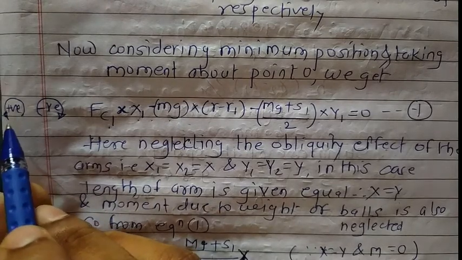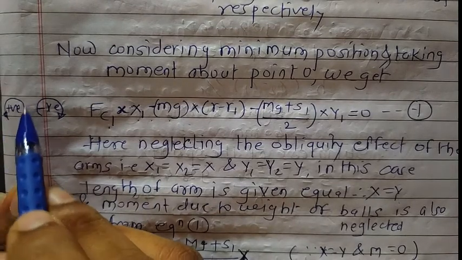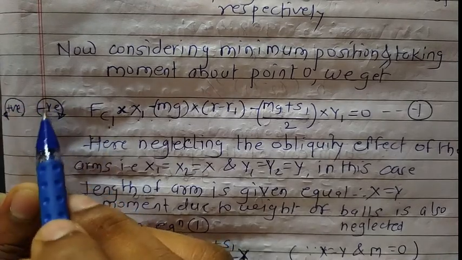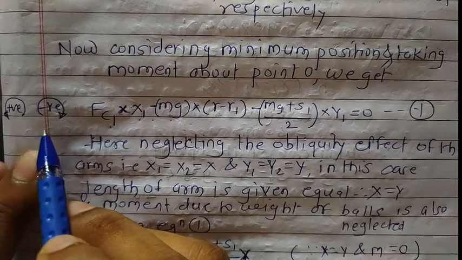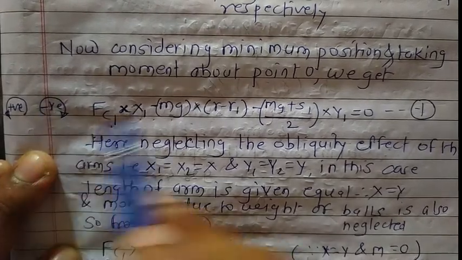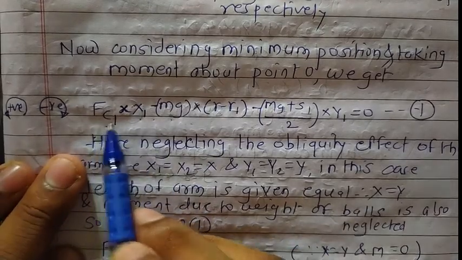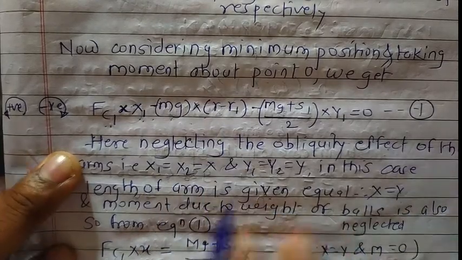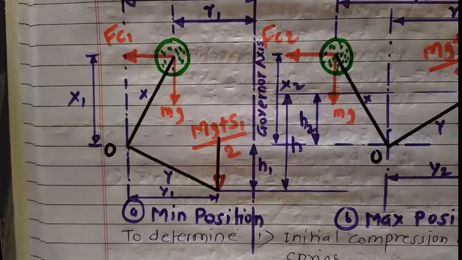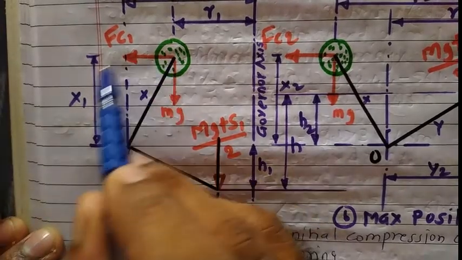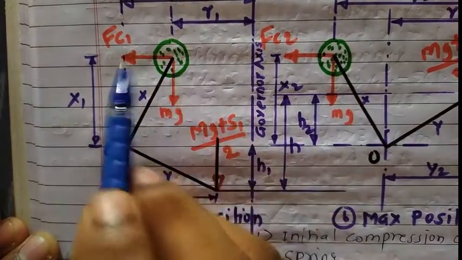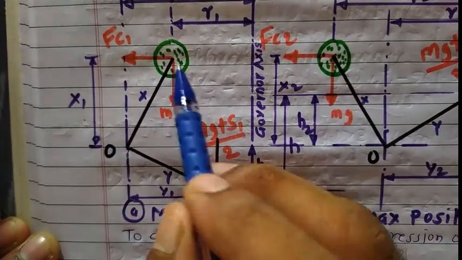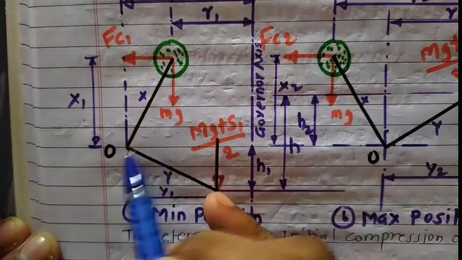Here the positive sign is given when the anti-clockwise rotation of that force will come, and the negative sign is considered for the clockwise movement of that force. So fc1 multiplied by x1 minus mg multiplied by, so what about this one? Once again look towards the diagram. Here fc turns about this point in anti-clockwise direction, so fc1 multiplied by this vertical distance with us, x1.